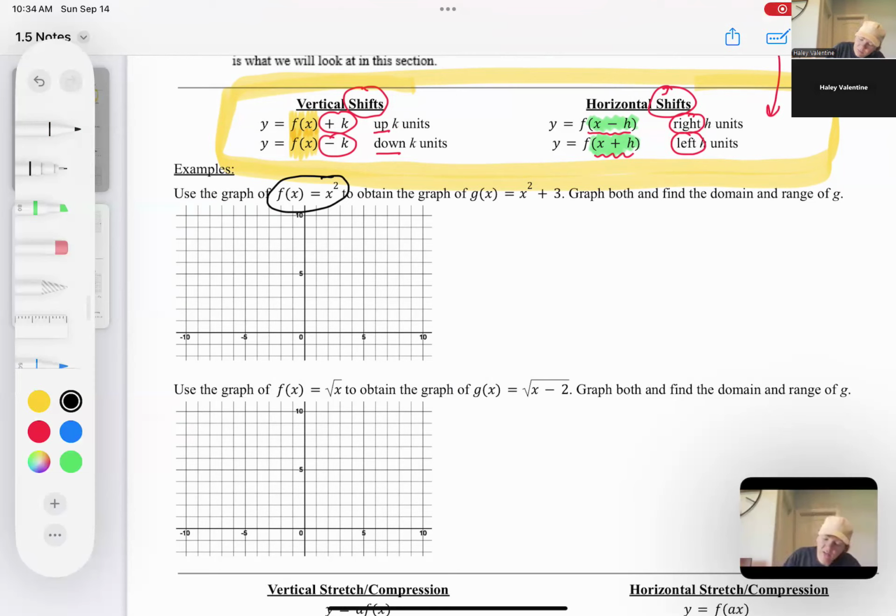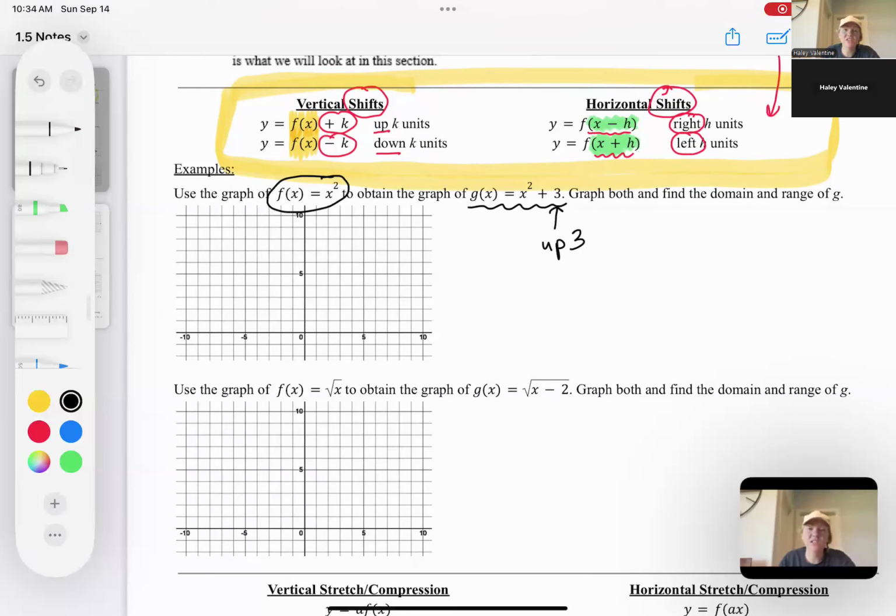We're going to use that to obtain this graph. What I always like to do first is identify the transformations that have occurred. So notice it went from x squared to x squared plus 3. That plus 3 is on the outside of the x squared. If it were on the inside, it would be inside parentheses, also being squared. And so that's an example of up. This is a shift up 3.